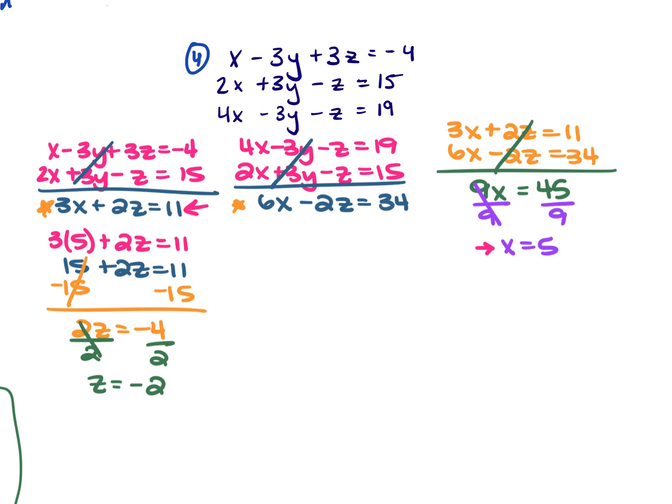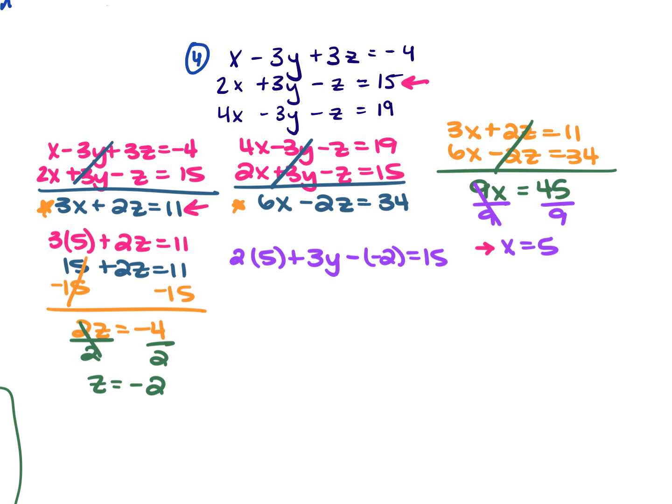So lastly, we're going to solve for y. I'm going to use the middle equation because y is positive there. It really doesn't matter which one you use. I think in your answers I used the top one, but like I said, doesn't matter. We're going to have 2 times x, which is 5, plus 3y, that's what we're finding, minus z, which is negative 2, is equal to 15. So we used this one.